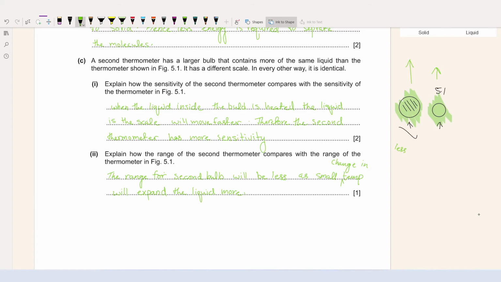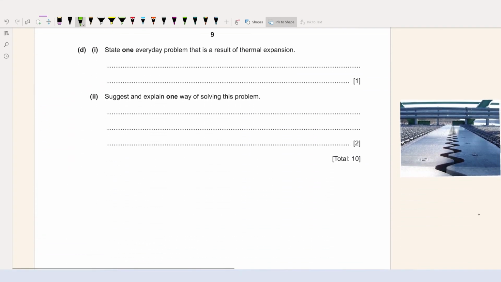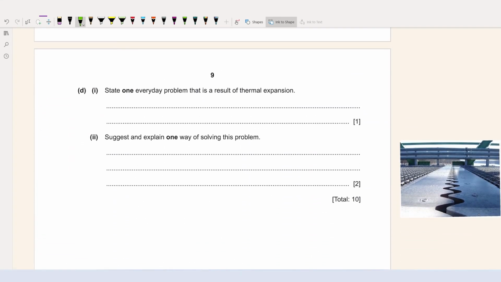Part D says state one everyday problem that is a result of thermal expansion. So there are many examples. One of the examples is buckling of the bridge in hot weather.